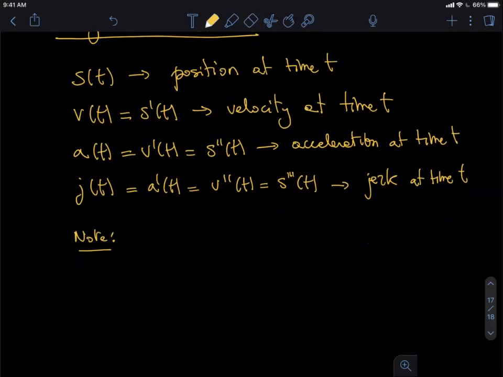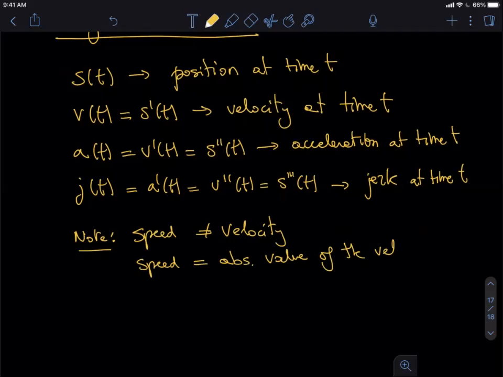All right. Now, something we need to keep in mind when we say velocity, that is different from the speed. Speed and velocity are different. The speed is the absolute value of the velocity. That means that the velocity has a direction. It can be forward or it can be backwards.